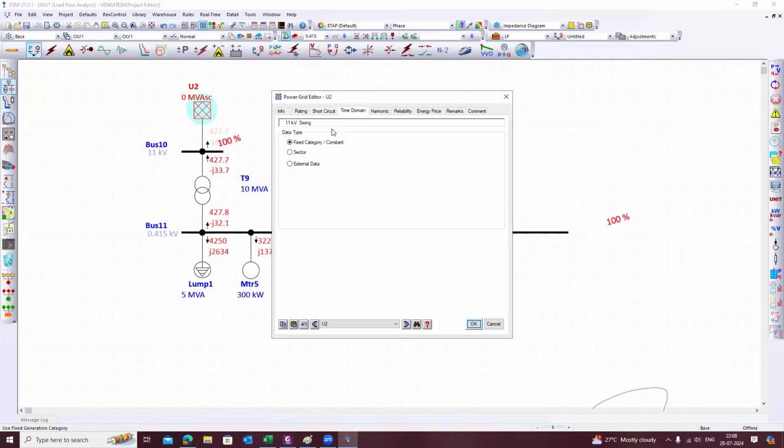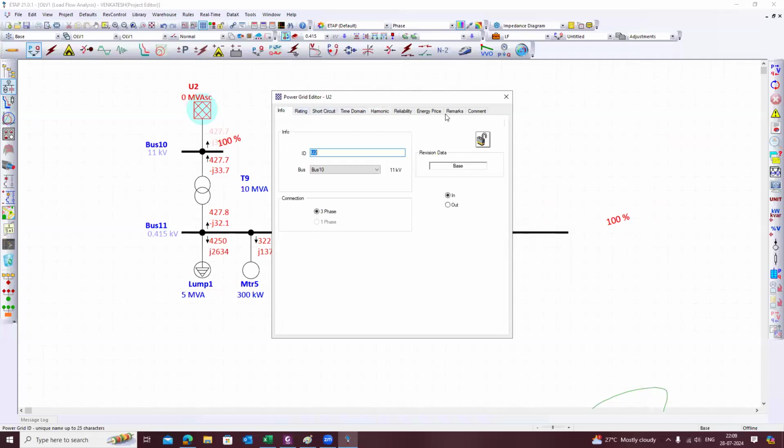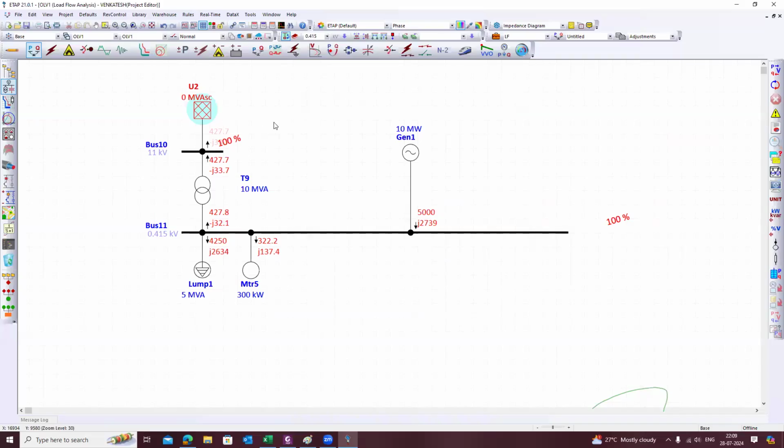Next is the time domain. This is also not required, because these things are needed only if you want to connect this in ETAP real time. Harmonics: if you have any harmonic profile, that can be entered here. So this is about the grid editor.